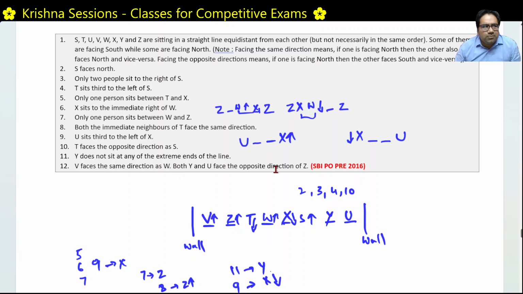U faces the opposite direction of Z. What does that mean? U has to face south, as per condition number 12. Condition number 12 is giving V up and U down. U down. And what about Y?